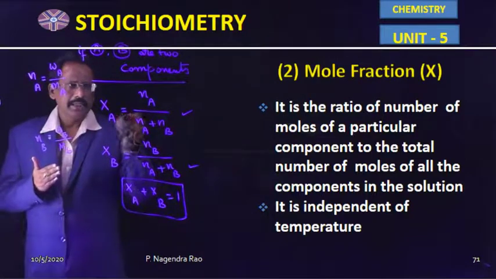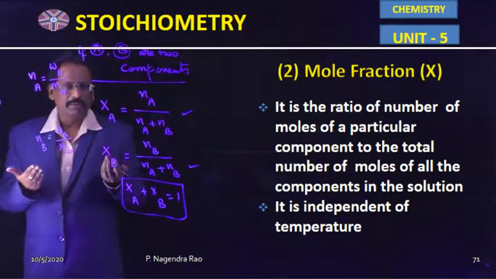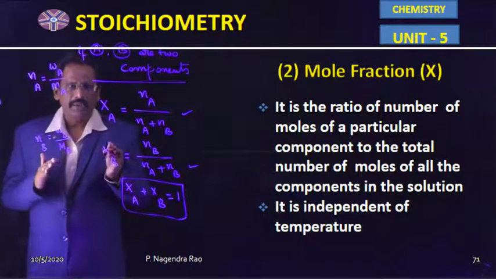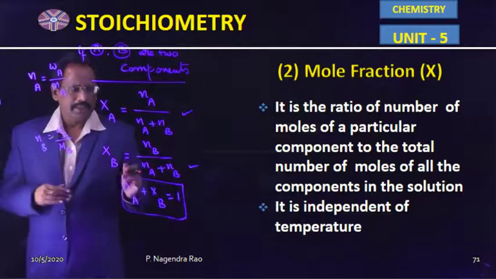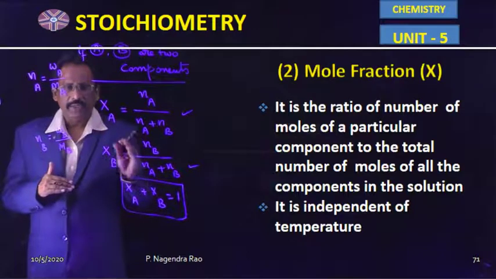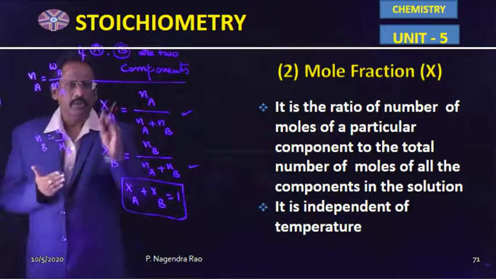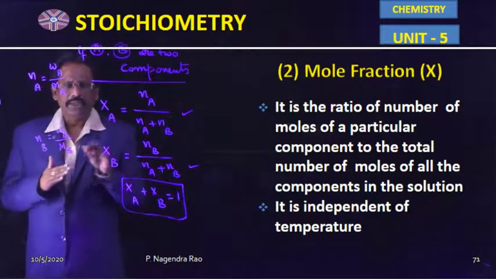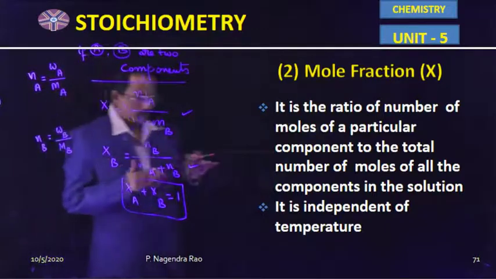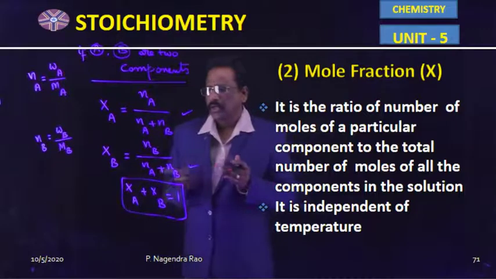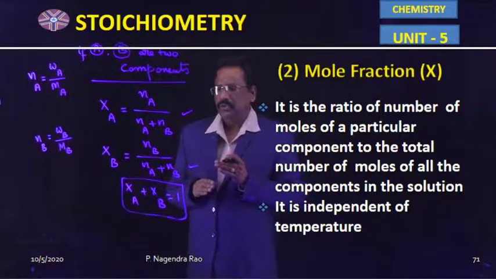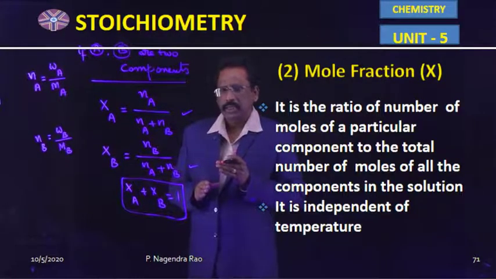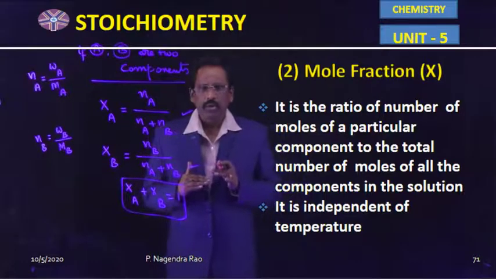Because here the weight divided by molecular weight gives the number of moles. That's why mole fraction is independent of the temperature. Another important point is that the sum of the mole fractions of all the components, not only two components, in a solution containing two or more components, should be equal to 1. Now, if there are two components in the given solution and you know the mole fraction of one component, it is possible to calculate the other component's mole fraction.